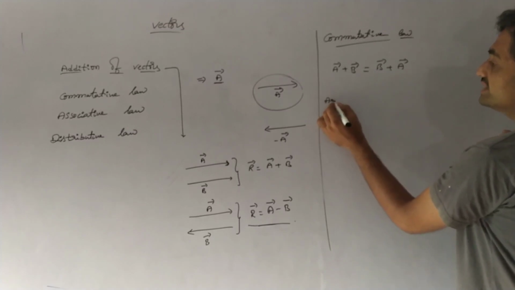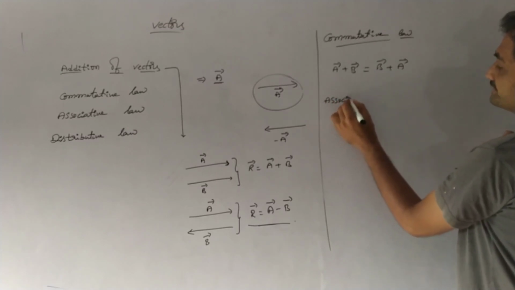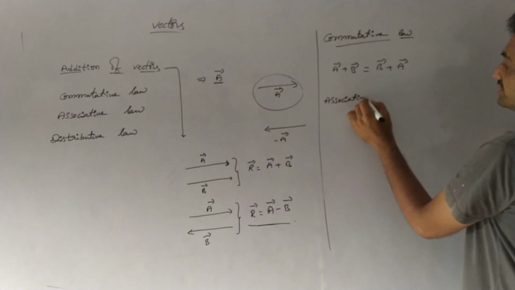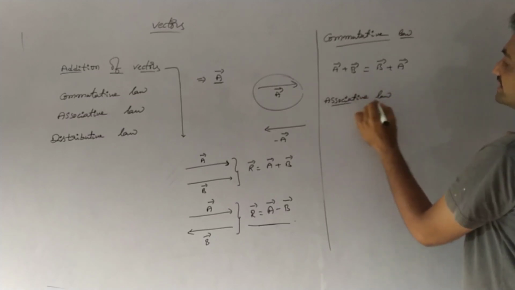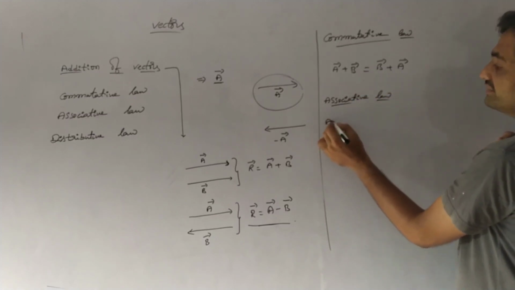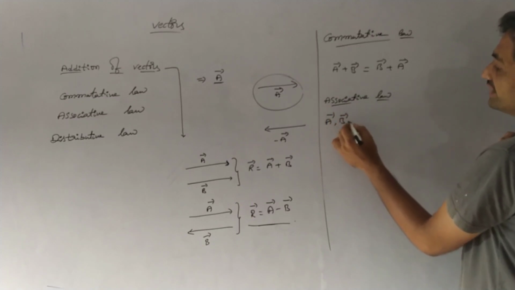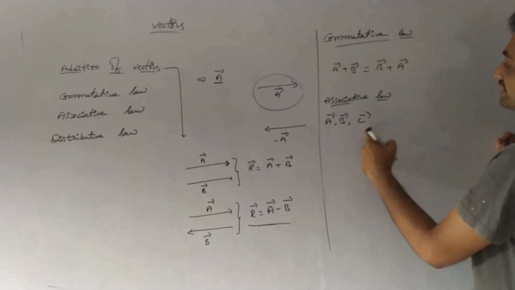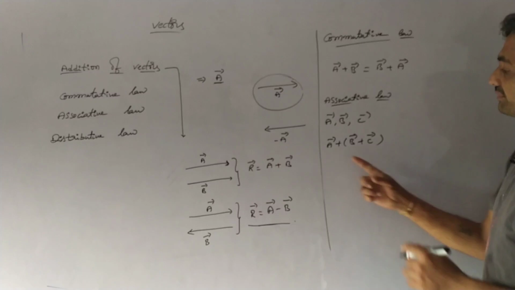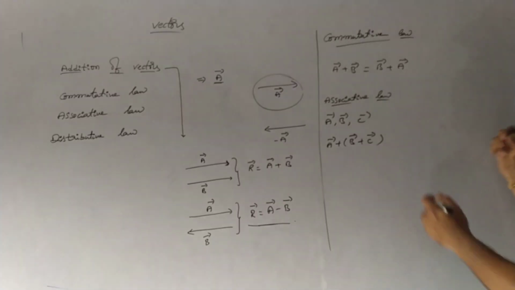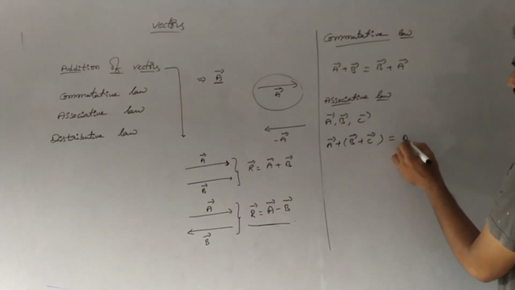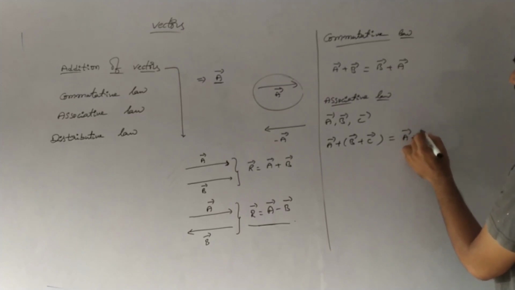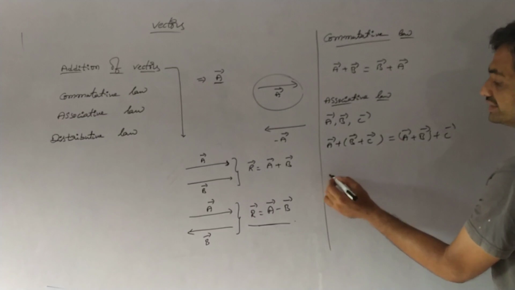The next one is the associative law. In the case of the associative law, we consider three vectors, A bar, B bar and C bar. Then the sum of these three vectors, A bar plus B bar plus C bar, equals A bar plus B bar plus C bar, grouped in any manner. And next, the distributive law.